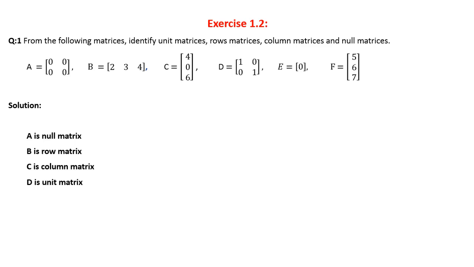E is equal to the matrix having element 0, so it is called a null matrix. F is equal to 5, 6, 7. So only one column, it is called a column matrix. Students, please solve the next question.